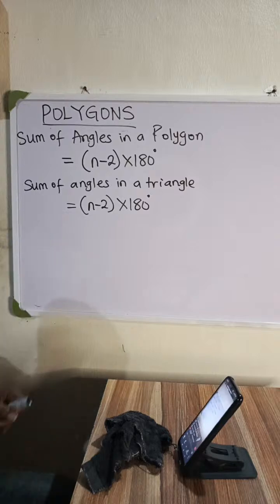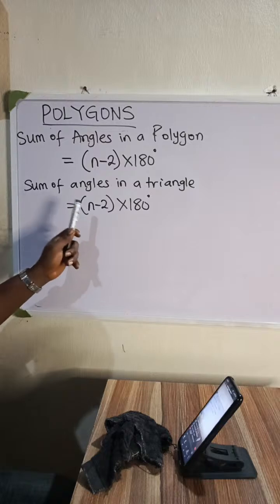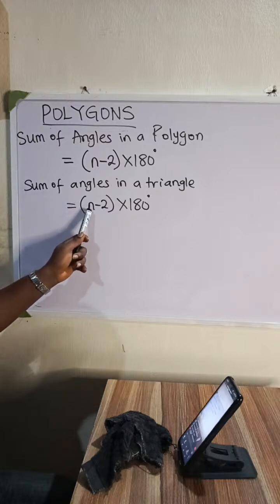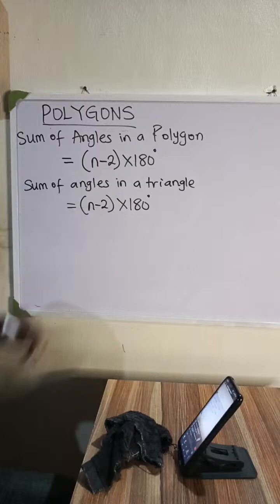From what we've learned, what's going to be the value of n for a triangle?